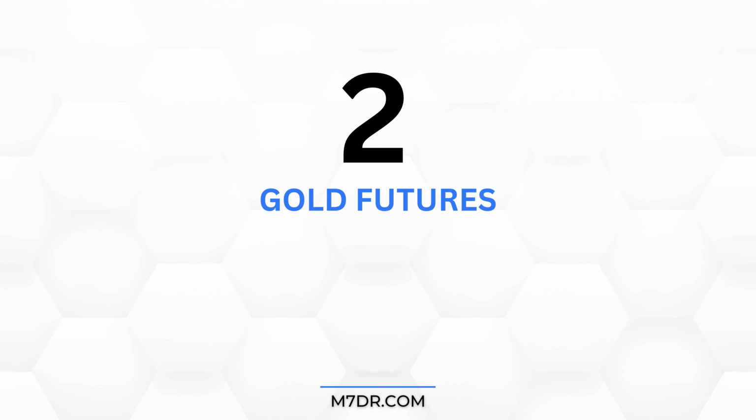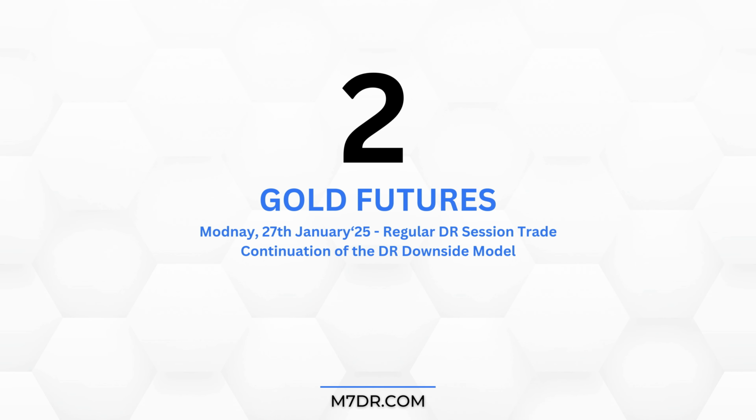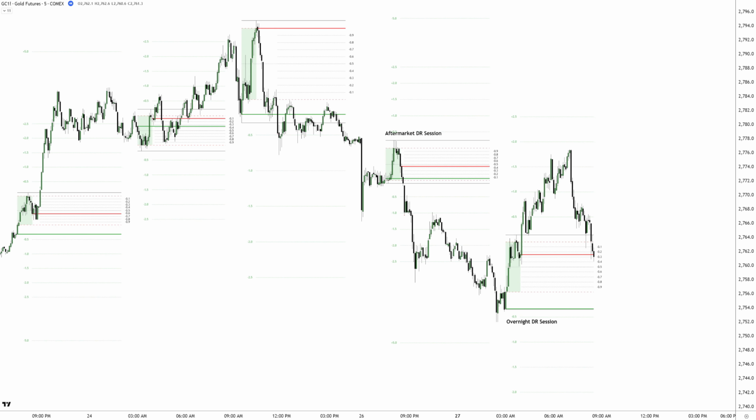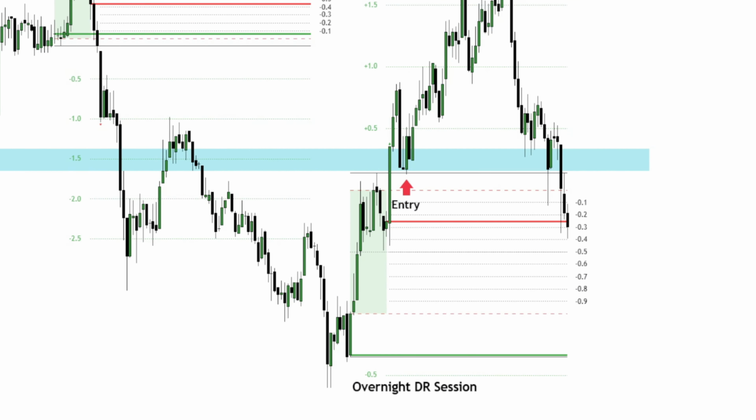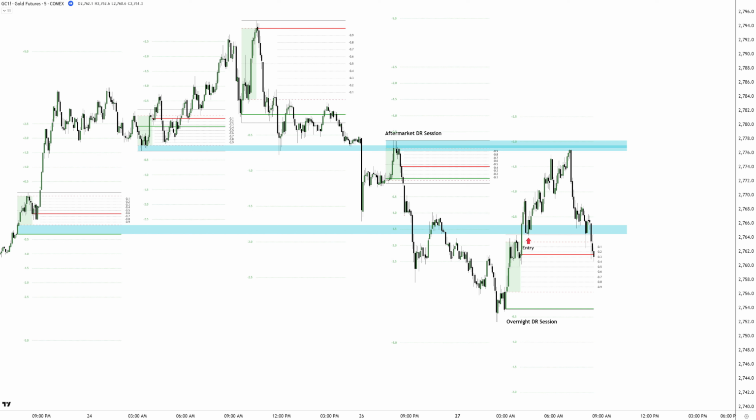The next one is on gold futures, Monday's regular DR session, a continuation of the DR downside model. Gold futures presented some textbook DR characteristics throughout Monday's price action, delivering clean opportunities for those closely tracking the DR downside model. The overnight DR session had already offered a solid trade setup, rejecting the DR high in combination with the previous DR session level from earlier days.